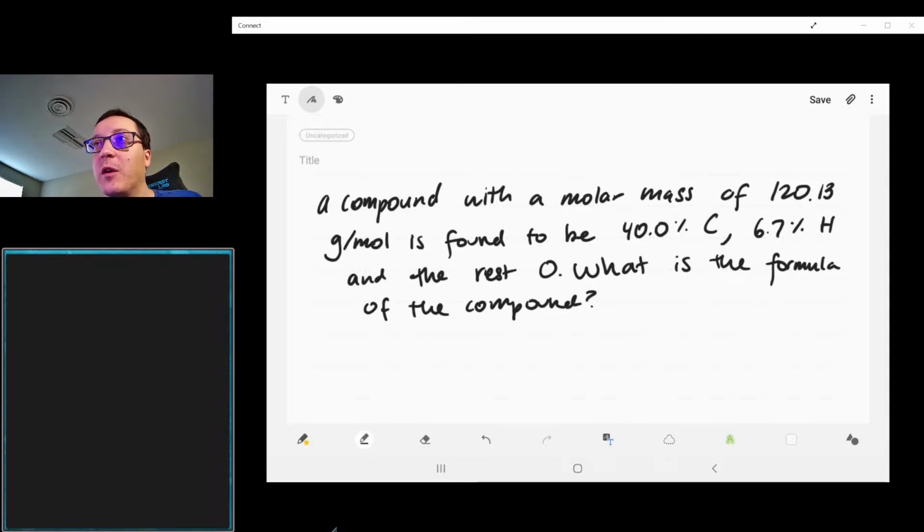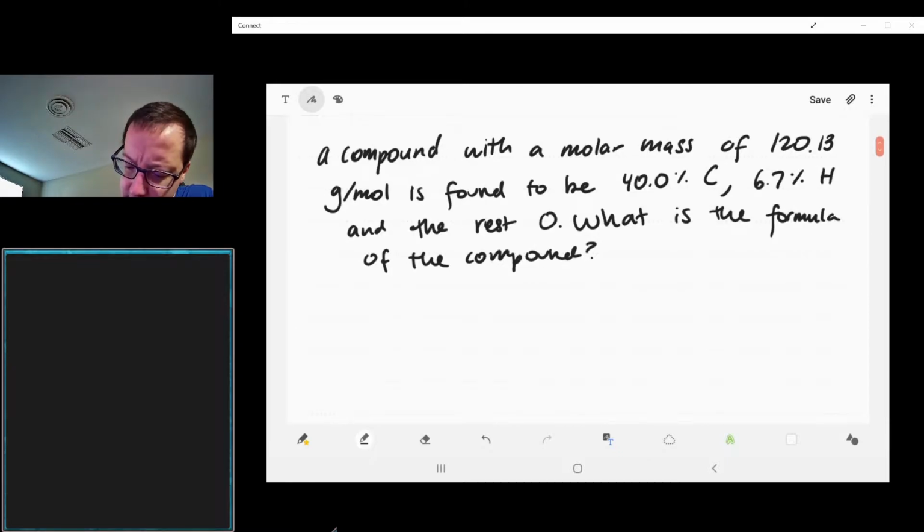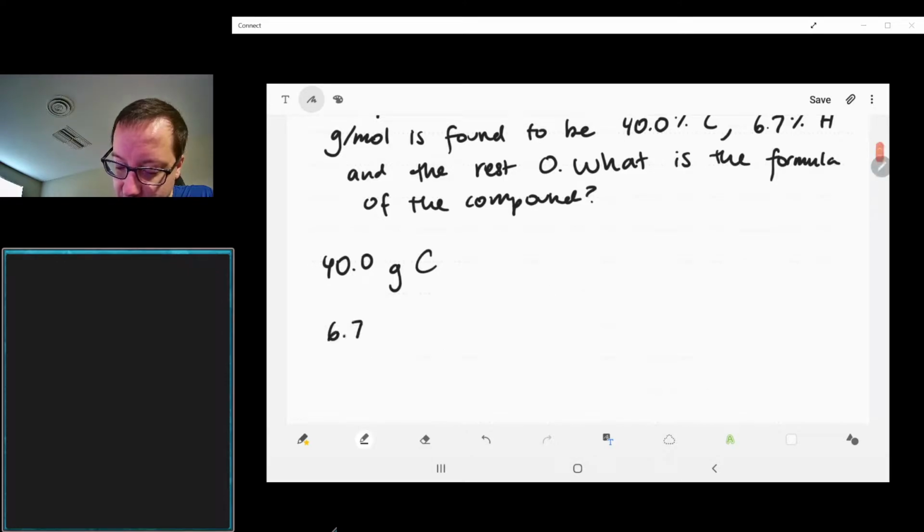The first thing we're going to want to do is figure out its empirical formula. And then we're going to learn today how to go from empirical to molecular formula based on molar mass. First things first, we have a bunch of information. We'll use that molar mass bit later on, so we can forget it for now. To start, we have 40% carbon, which is the same thing for us, remember, as 40 grams. We're going to have 6.7 grams of hydrogen.